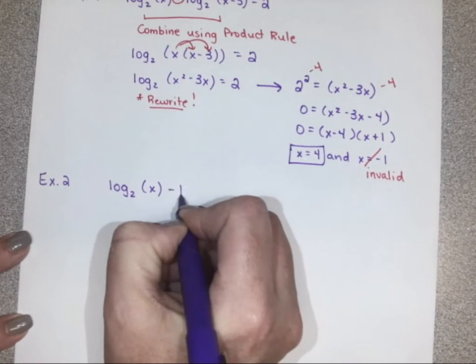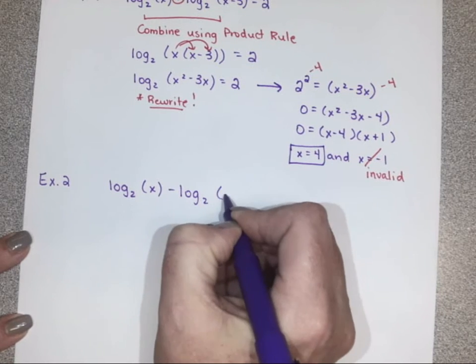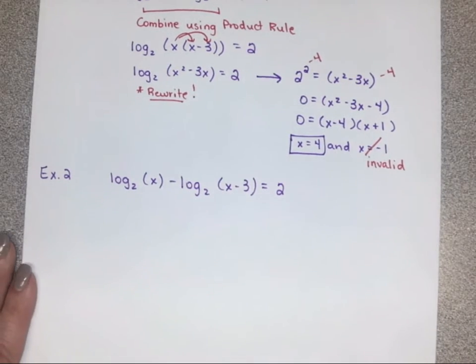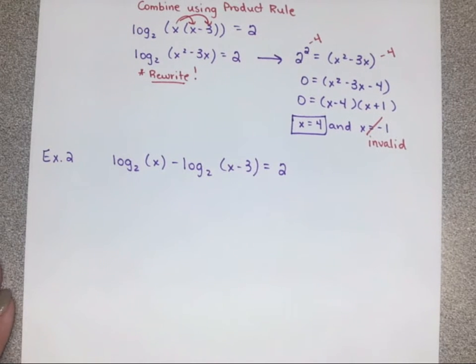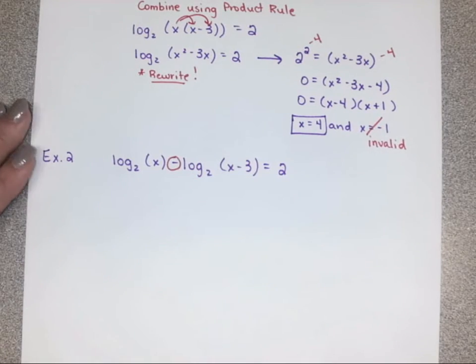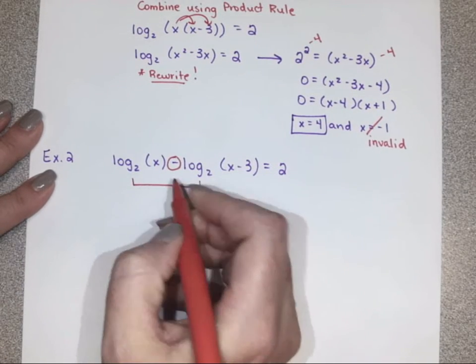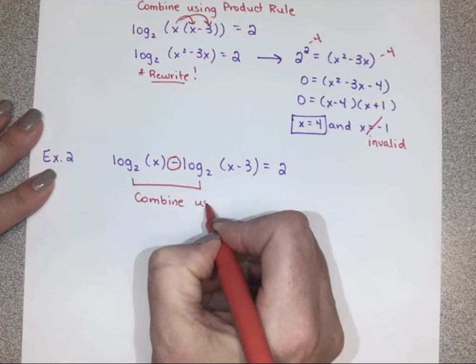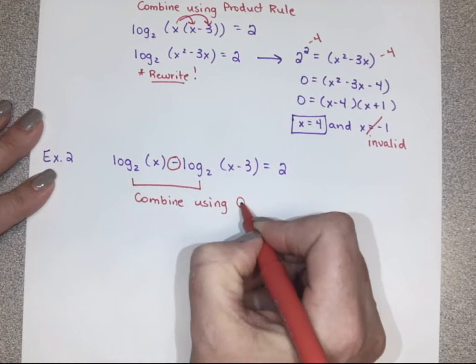So let's look at the same exact problem, but notice, what did I change? It's the same exact thing everywhere except for what? I changed the plus sign to a minus sign. So I actually need to use which rule instead of product? Quotient.